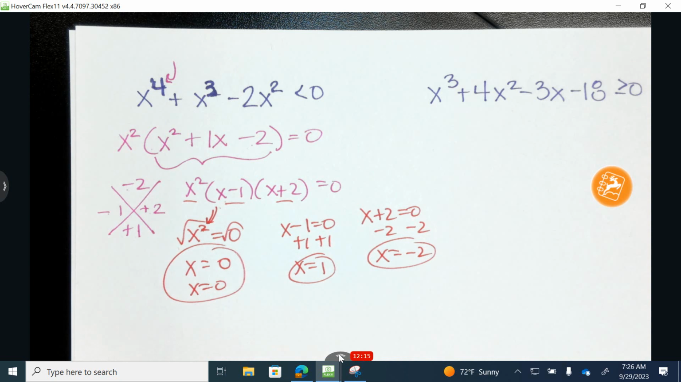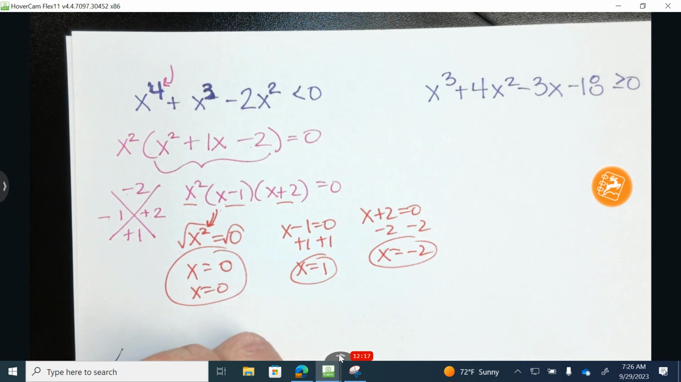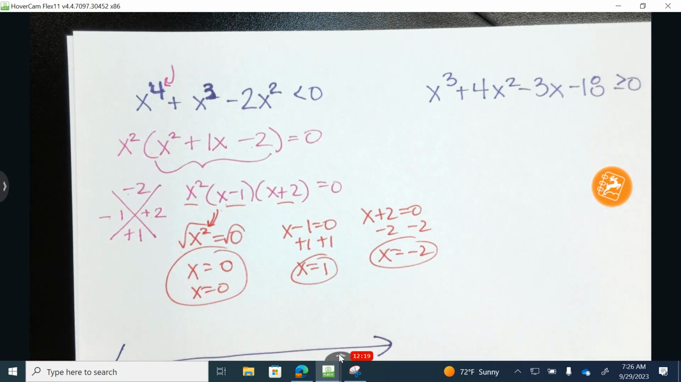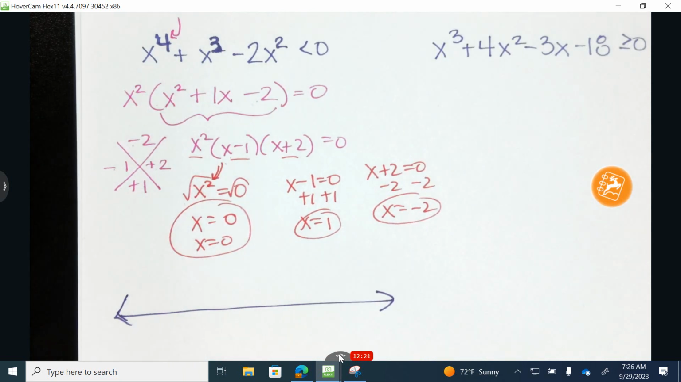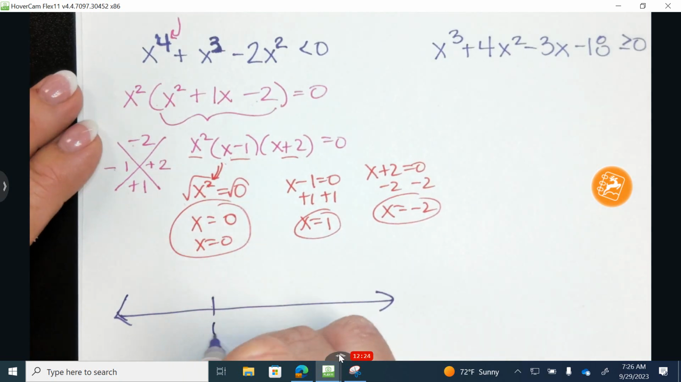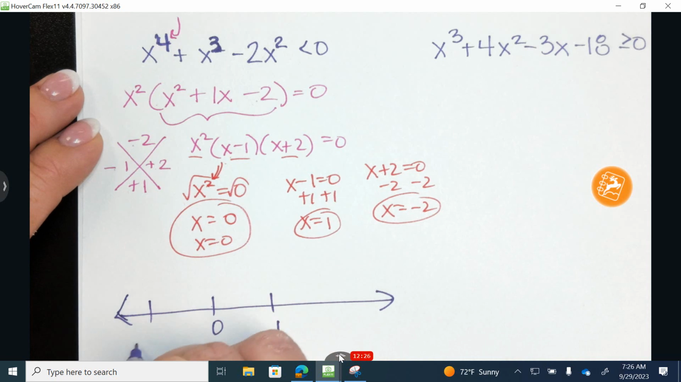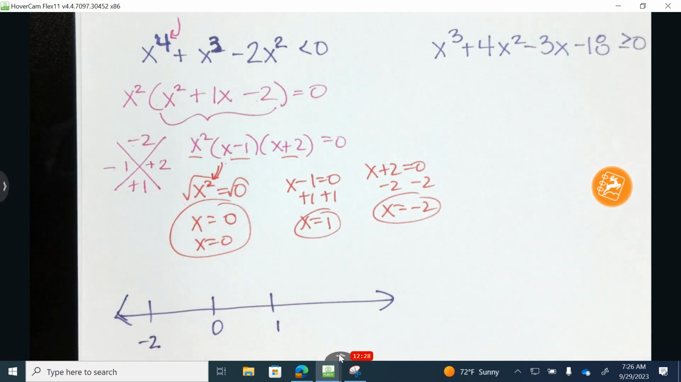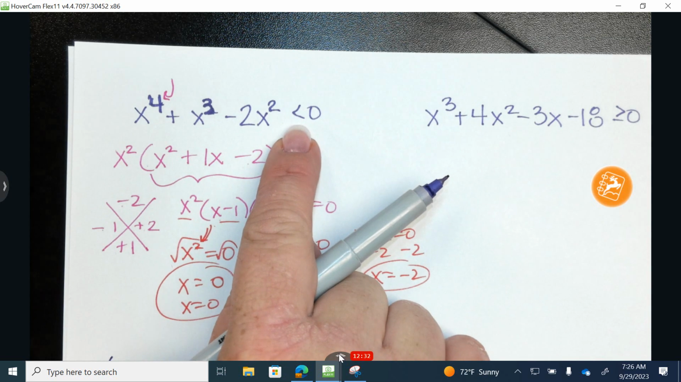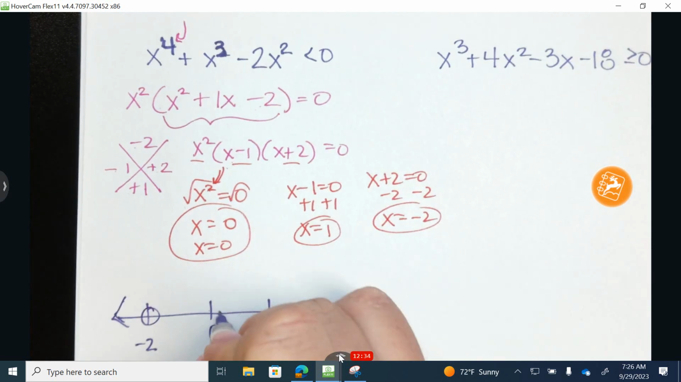These just allow me to easily identify where I can find the hash marks. So I go to 0, 1, and negative 2. And now, do I have an open circle or a closed dot? It all depends on this symbol. This symbol says open circle.